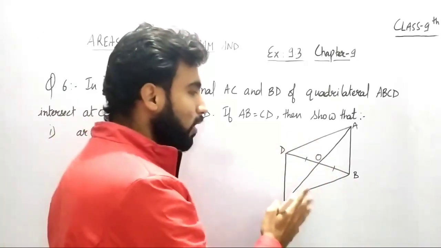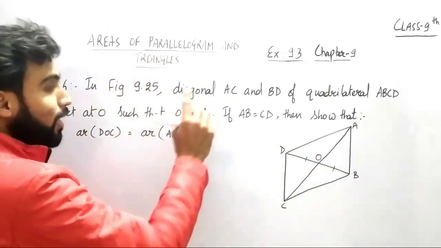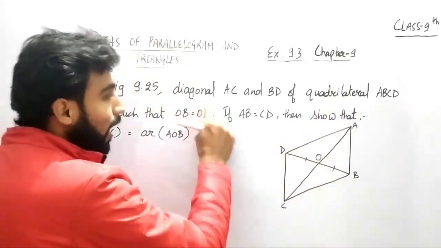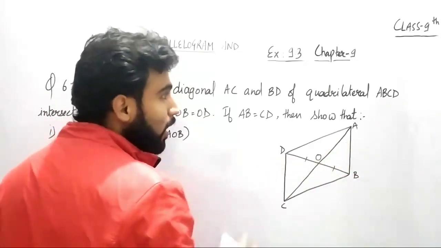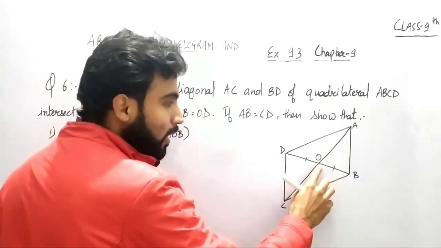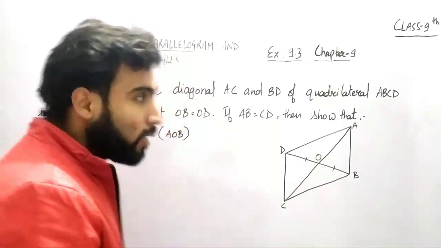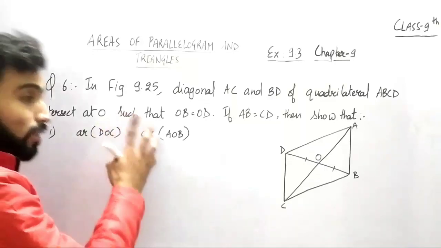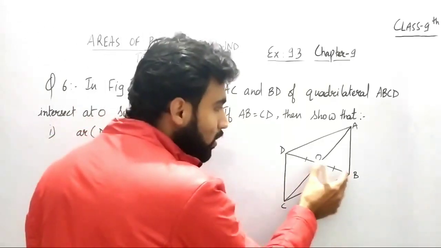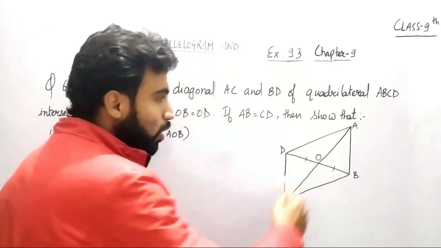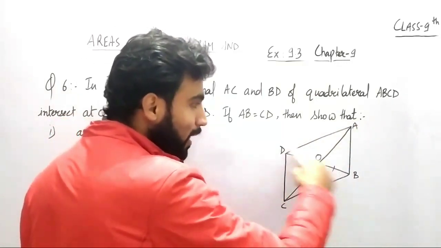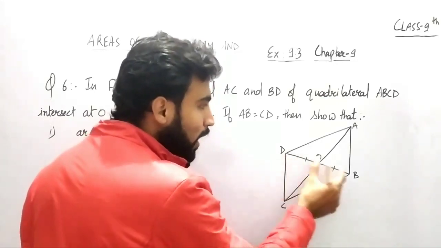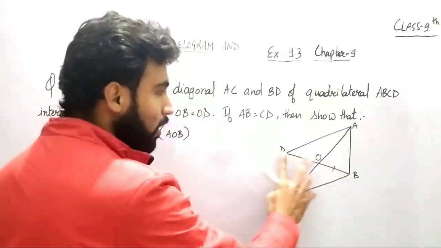अब यहाँ पे इस figure के अंदर हमारे पास क्या given है? Let me just tell you that there is a quadrilateral ABCD in which the diagonals AC and BD intersect each other at point O. आप देख सकते हैं ये जो दोनों diagonals हैं ये O point पे intersect कर रहे हैं such that OB is equal to OD. So that means AC is bisecting the diagonal BD into two equal parts, that is OD and OB. So this is given in this question.